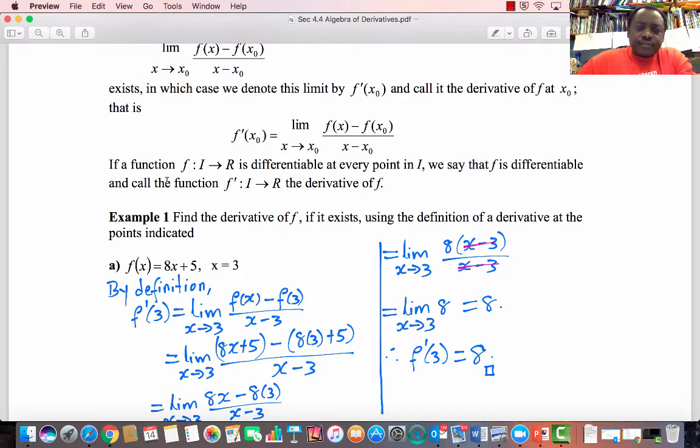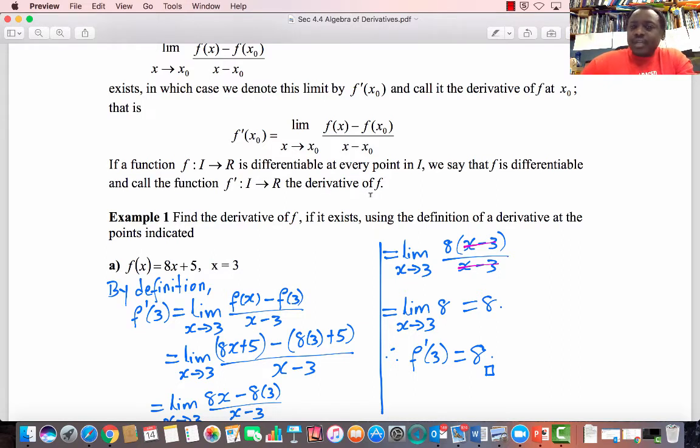If a function f from the domain I to R is differentiable at every point in I, R is the set of real numbers, I is an interval. So if f is differentiable at every point in I, we say that f is differentiable. So not just differentiable at the point x0, but differentiable on the entire domain I. And in that case, we call f prime, which is also a function from I to R, the derivative of f, or to be more precise, the first derivative of f.